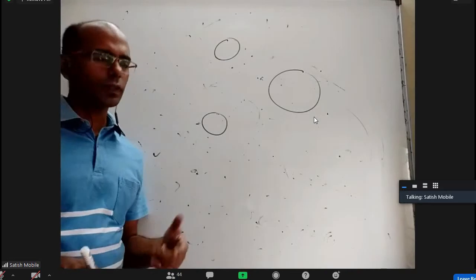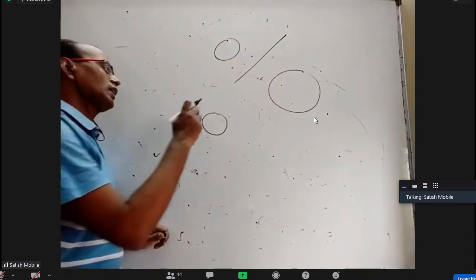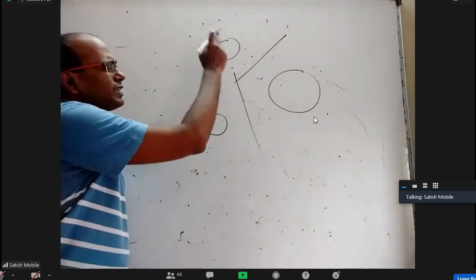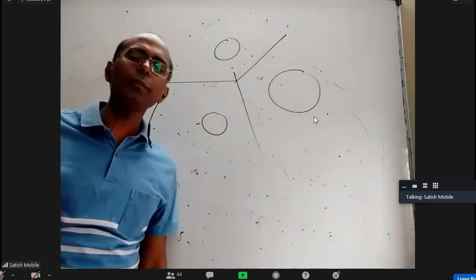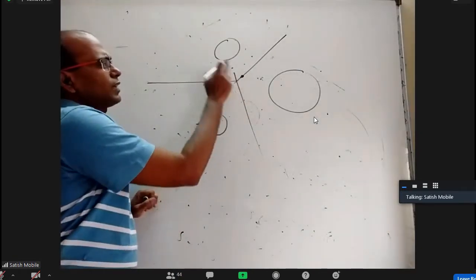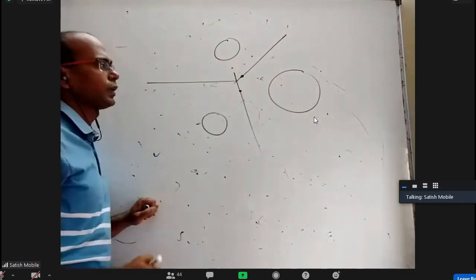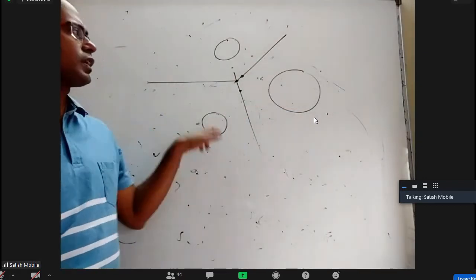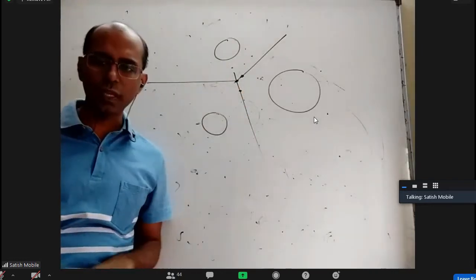Another method is, if a circle is intersecting these two orthogonally, its center should lie on this radical axis. If a circle is intersecting these two orthogonally, its center should lie on this radical axis. And all the three radical axes will be concurrent. Why? If you take any point on the first one, the length of tangent from that point to these two are equal. If you take any point on the second one, the length of tangent to these two are equal. And if you take that point of intersection, the length of tangent to these two are also equal, means the length of tangent to these two are also equal. So that point should lie on the radical axis of these two also. That's why they are concurrent.